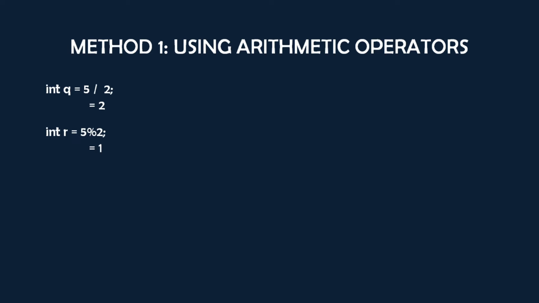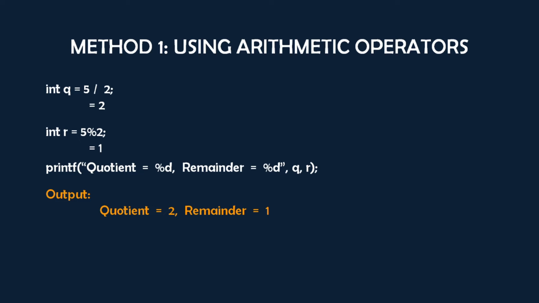Next, we use a variable r to extract the remainder by using the modulus operator. Obviously, the result is 1. Now we call a function to print these two data. So this must be the output. And then let's try to run it on our compiler.